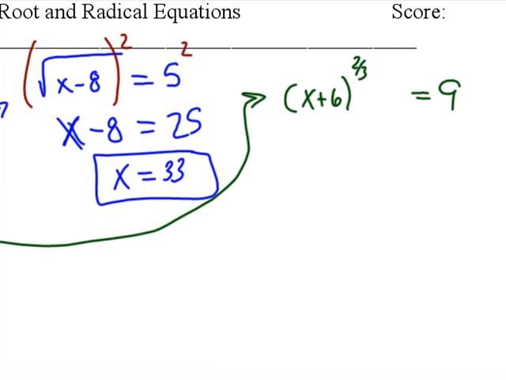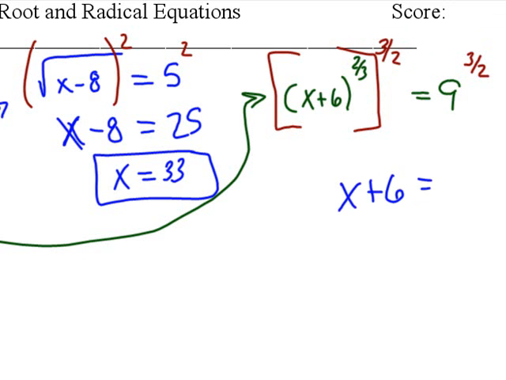I've got to get rid of this 2/3 power. The only way to do that is to raise that to another power. The power I'm going to raise it to is the 3/2. If I do it on one side, I have to do it on the other side. Why 3/2? Well, 2/3 times 3/2 is 1, and that's what I want. I want this just to the 1 power, or x plus 6 equals, let's see, 9 to the 3/2.